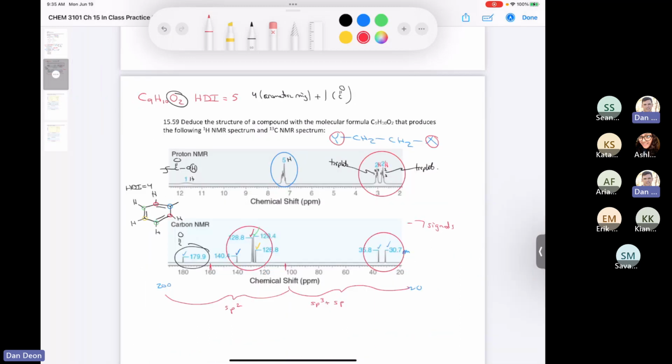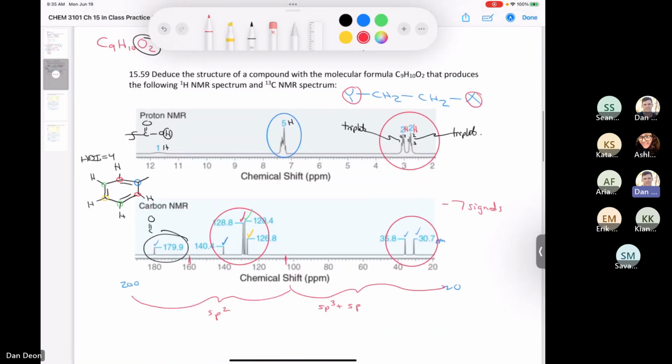So if we put that whole thing together, what do we have? We're going to have something, I don't have a lot of space here, that looks like this, where you have an aromatic ring, CH2, CH2, and then your carboxyl group is going to come off like this. So this must be the structure of the compound.